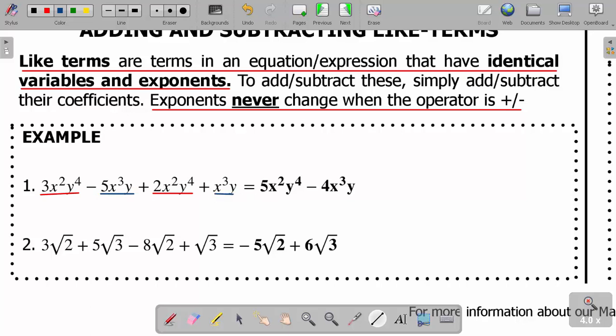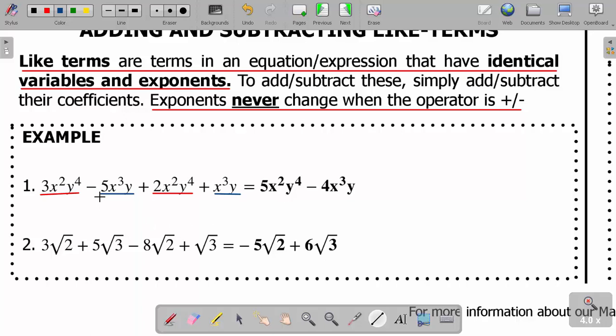So now I deal with the like terms. Okay, you see this is positive 3, this is positive 2. Because they are the same variables, these are called like terms. So what is 3 plus 2? I get 5, which is 5x squared y power 4.